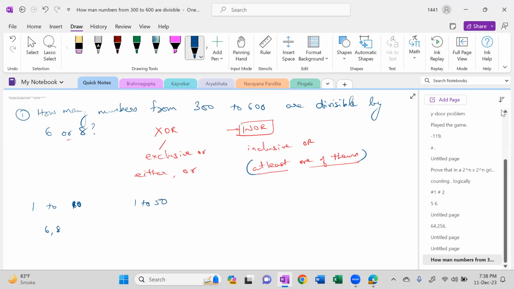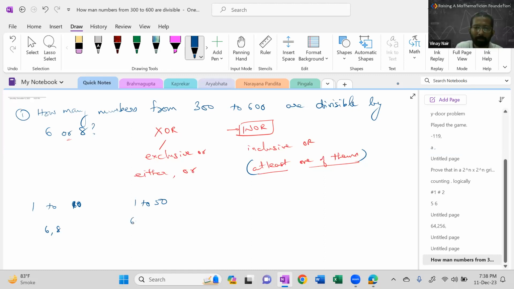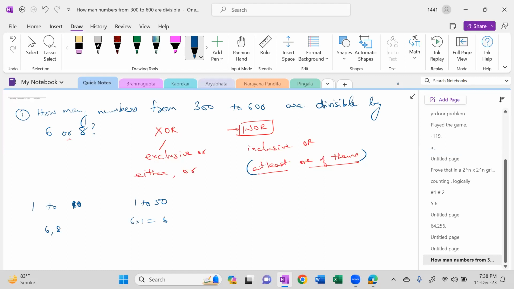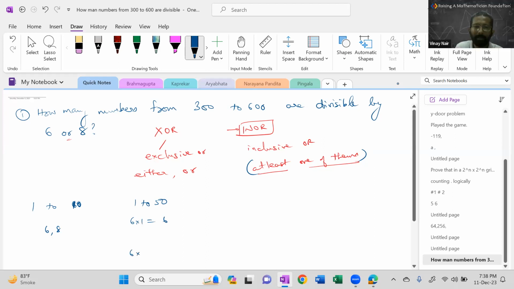Sir, I'll find out the first multiple and then the last multiple and then subtract the numbers of both of them. Like 6 ones are 6 and 6 fives are 30. So I'll subtract 5, 1 from 5. Why fives? We can do 8s as well, right? 6, 8, sorry. No, sir, I was just giving an example. Okay. So 6 8s are 48.